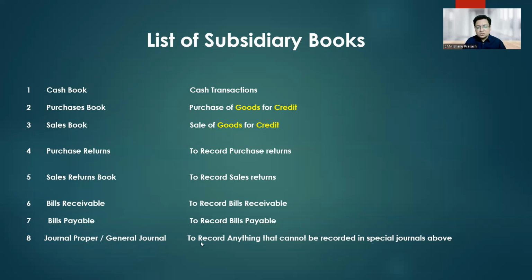This is anyway used to record anything that cannot be recorded in the special journals above or subsidiary books above. There may be some transactions where you may not be recording in any of these. So automatically you can record them in your regular journal that you have.